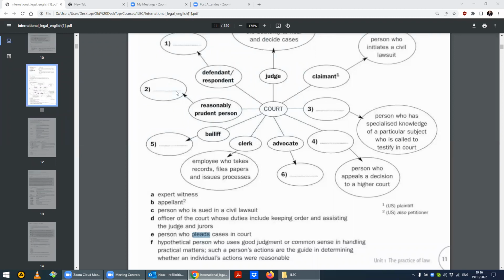is this person for circle number 2, a reasonably prudent person. The common law is based on people's behavior, their normal behavior. If the court feels that somebody's behavior is acceptable or reasonable, then everything is fine. There's no problem, no crime. If, on the other hand, their behavior is unreasonable, then they've probably committed a crime, or they're guilty of being careless or negligent and can be sued for the damage they've caused to somebody else.